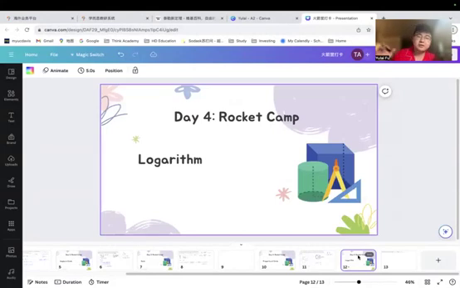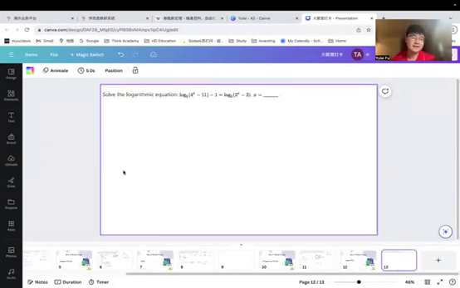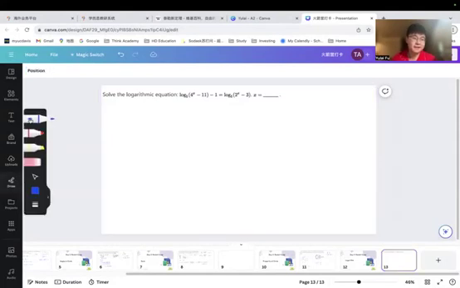Today we are going to go over some logarithms and also some exponents. For this one, the question is really easy to read. Just solve the logarithmic equation, which is log base 5 of 4 to the power of x minus 11, minus 1, equals log base 5 of 2 to the power of x minus 3.